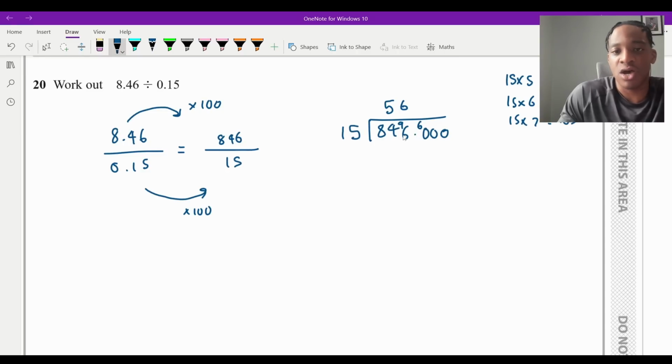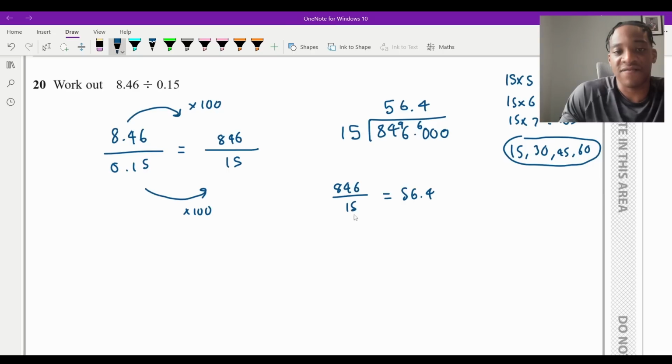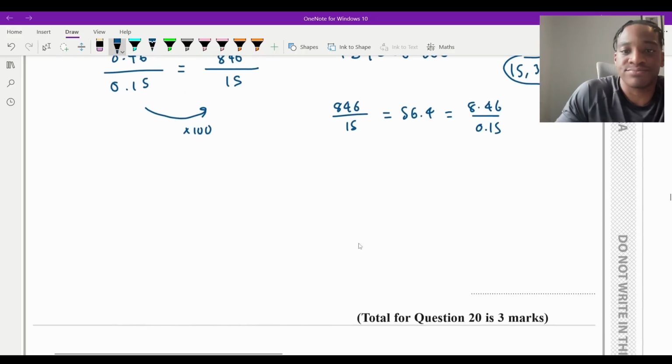Then now we need to ask ourselves, well, how many times does 15 go into 60? Well, you've got 15, you've got 15, you've got 30, you've got 45, and you've got exactly 60. It goes in 4 times, right? So therefore, we can put a point here, and this is going to be 4. So the answer to 846 divided by 15 is equal to 56.4. But remember, 846 divided by 15 is the exact same as 8.46 divided by 0.15. So we can say that this is also equal to 8.46 over 0.15. So then the answer is just 56.4. And it will give you the 3 marks for question 20.